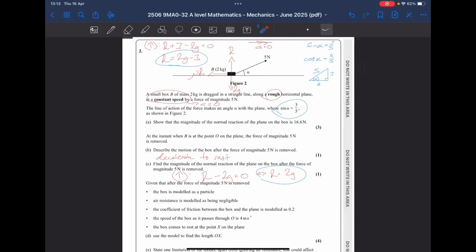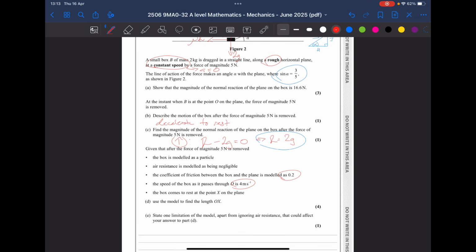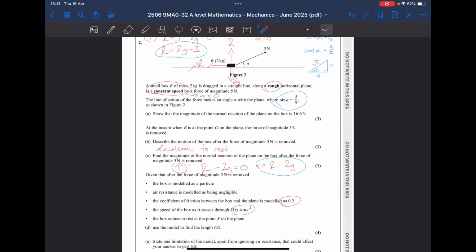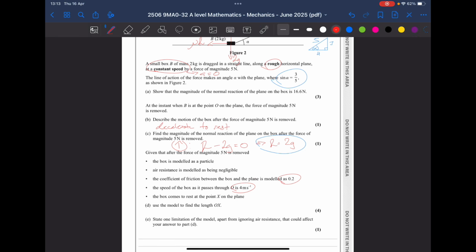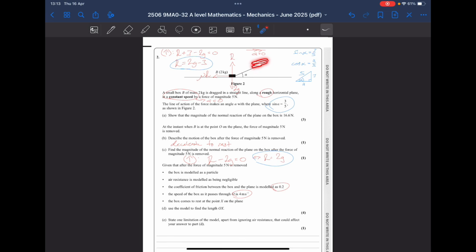Down the bottom then, what's going on here? Given that after the force of the 5 newtons is removed, we've got a particle, no air resistance, coefficient of friction is 0.2, speed is 4, comes to rest at the point X. Find the distance, how far is OX? So how long does it take to stop, basically, as we're pulling it along at constant speed? Does it tell us what that is? Yes, it did, it was 4. So we need to use the diagram again, with this 5 newtons removed, to figure out what the acceleration is. Then we will use that acceleration in a suvat to find the distance.